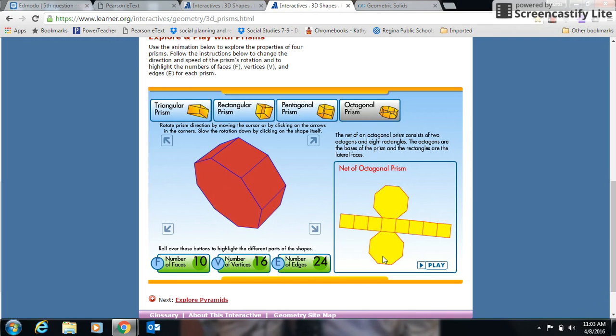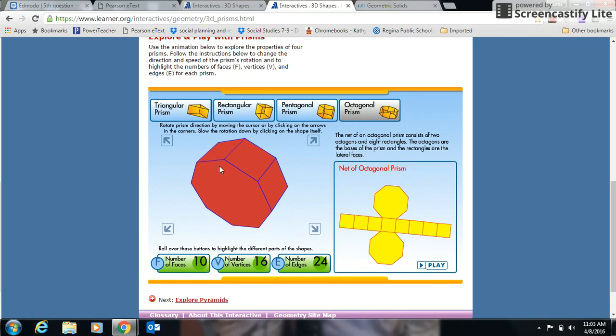This one and this one. They're congruent. How many sides to it? 1, 2, 3, 4, 5, 6, 7, 8. And I know that an 8-sided object is called an octagon. So this is an example of an octagonal prism.